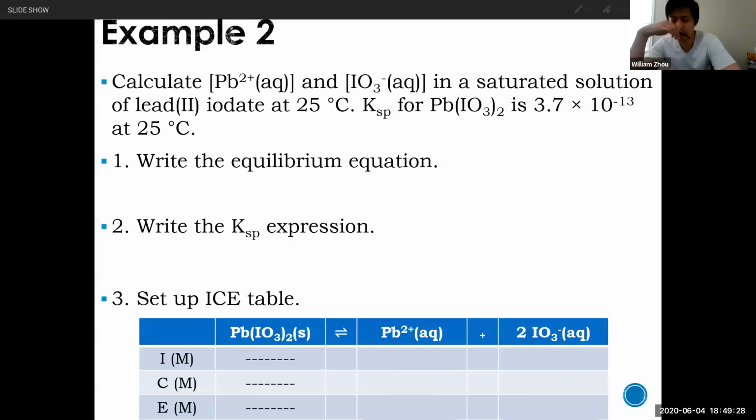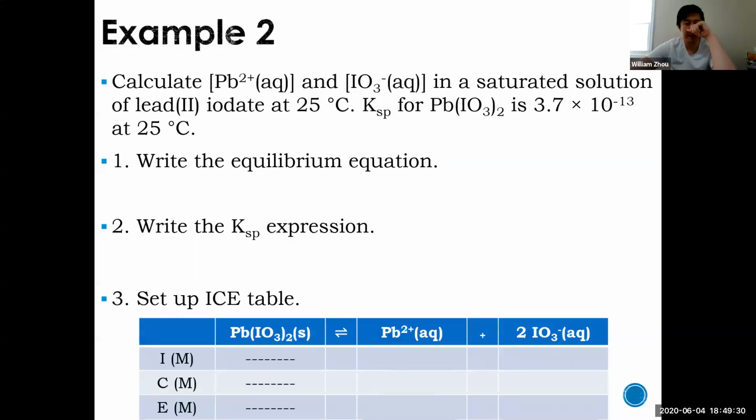All right, so here's example 2. You need to calculate the concentration of both ions. So you're given the Ksp, so you can use the Ksp formula to solve this. So first you need the balanced equation.